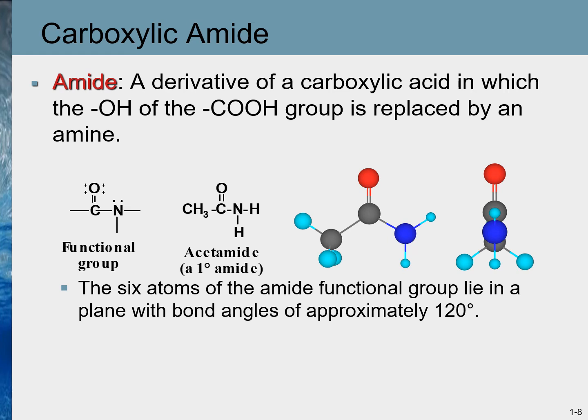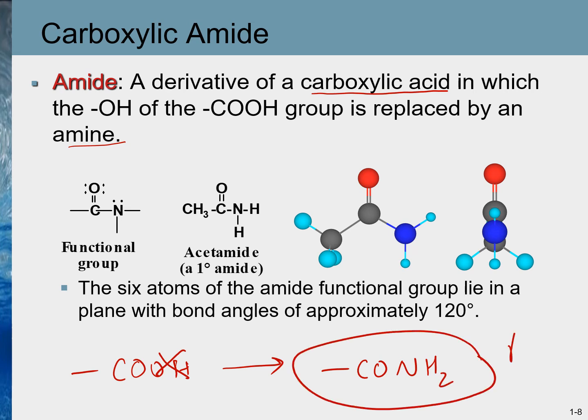Carboxylic amides, or simply amides, are also a derivative of carboxylic acid in which the OH of the COOH group is replaced by an amine. So in other words, if we have a carboxylic group and we replace this OH with an amine, this group is known as amide.